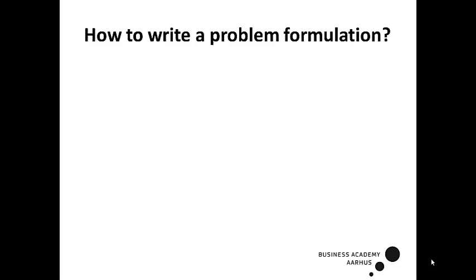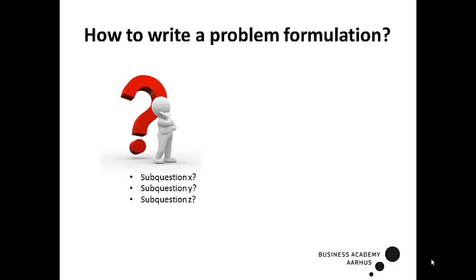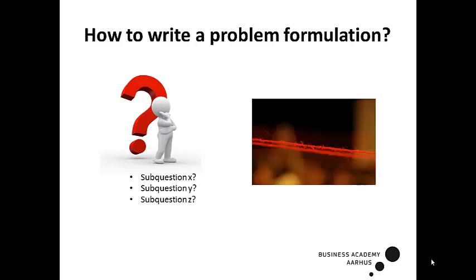So how to write a problem formulation? To sum up, the problem formulation states the main purpose of the report. It consists of a broad overall question that will be answered, followed by 3 to 4 sub-questions which state precisely how the main problem is dealt with. The problem formulation is to be seen as the connecting thread of the project.